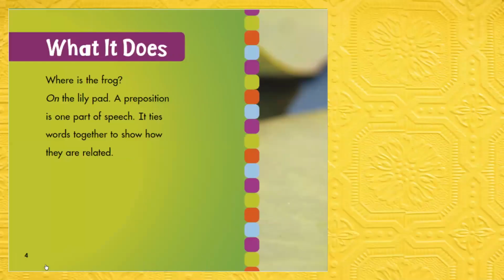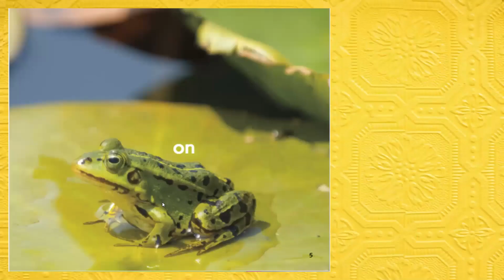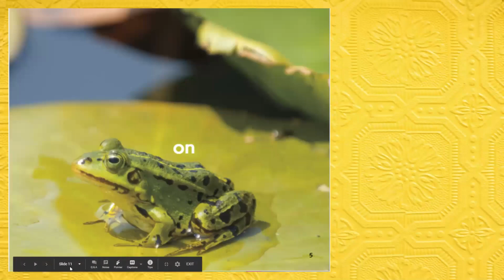What it does. Where is the frog? On the lily pad. A preposition is one part of speech. It ties words together to show how they are related. On this page, on is a preposition. You see the frog on the lily pad.